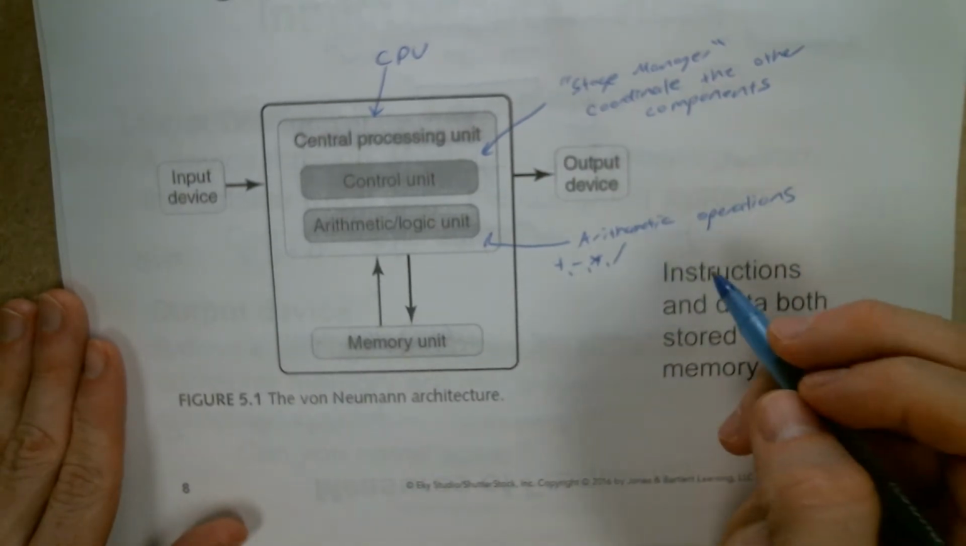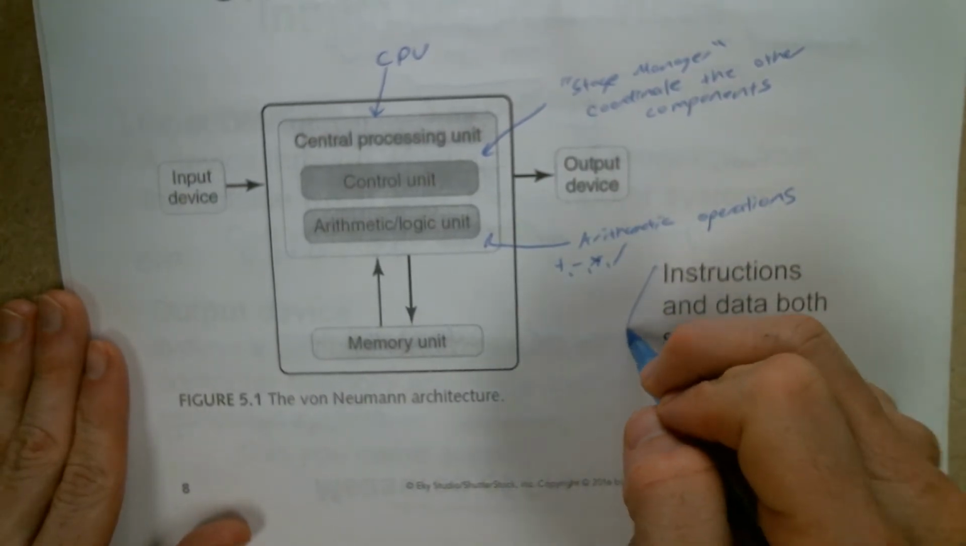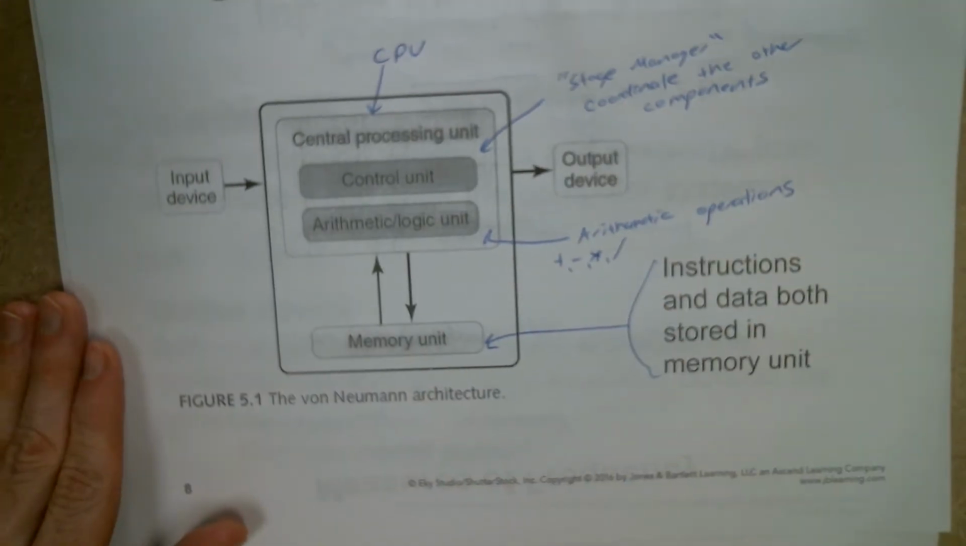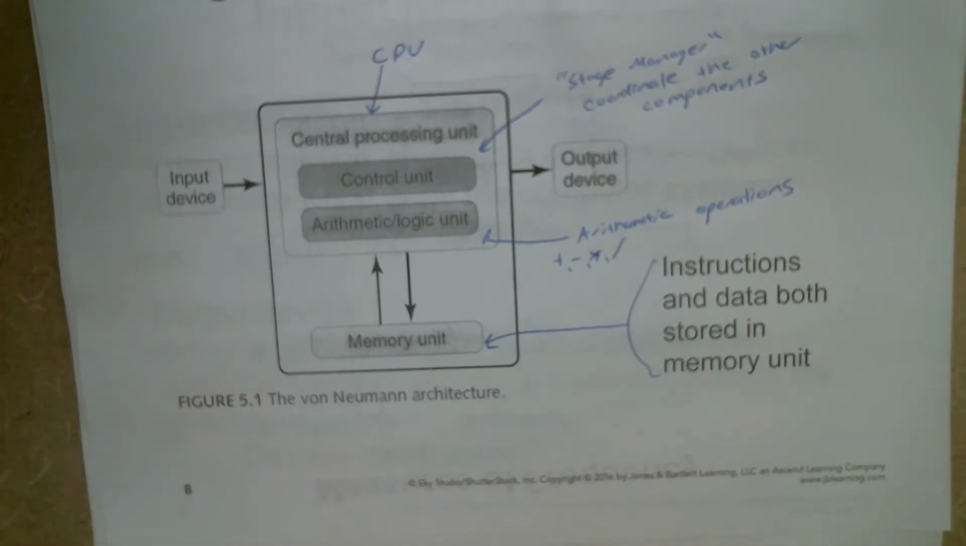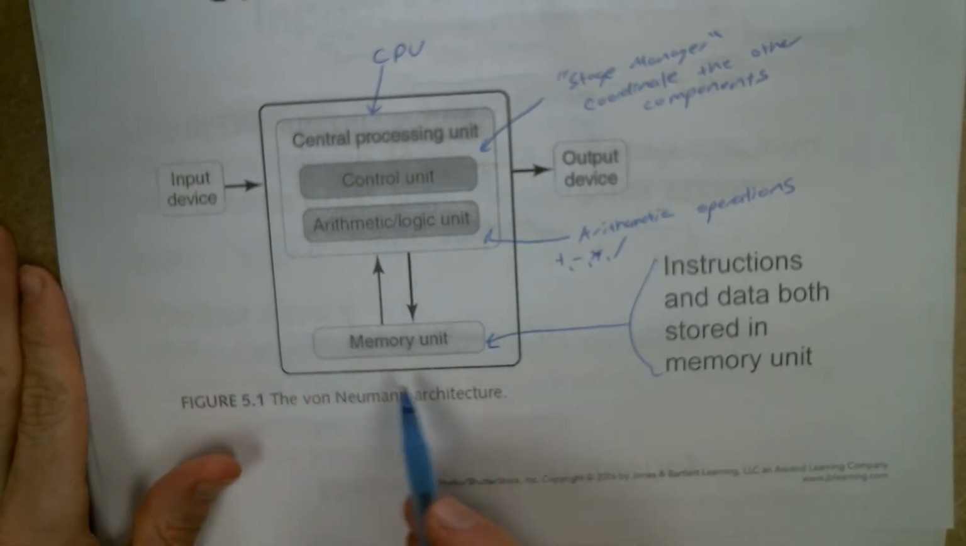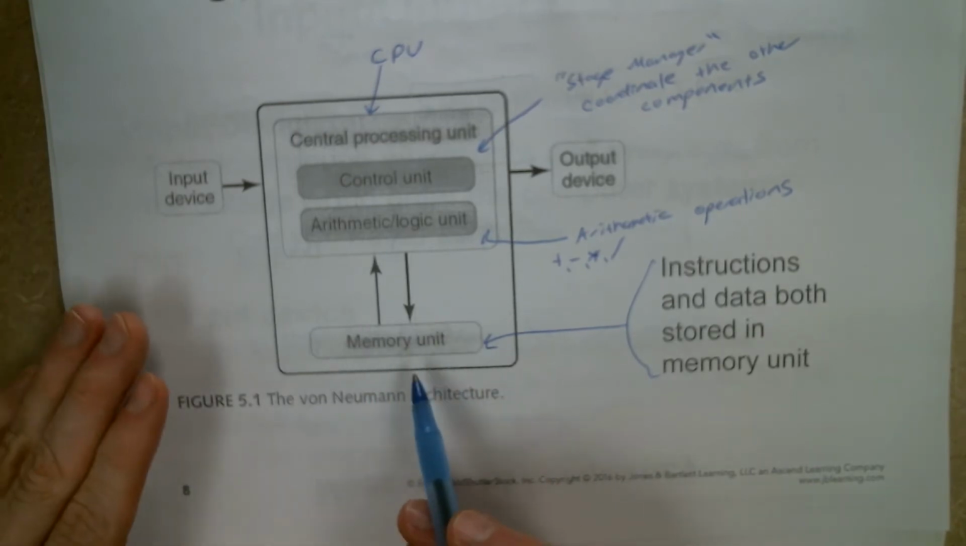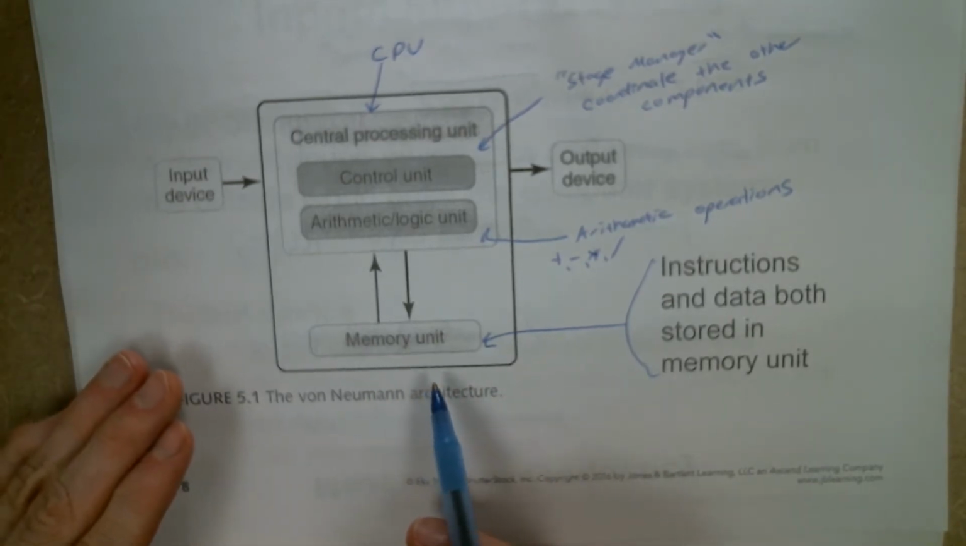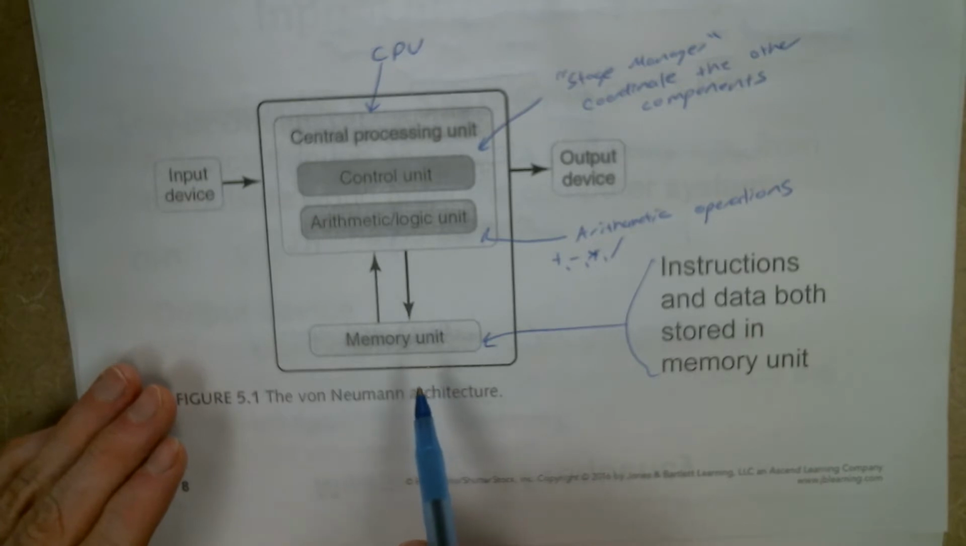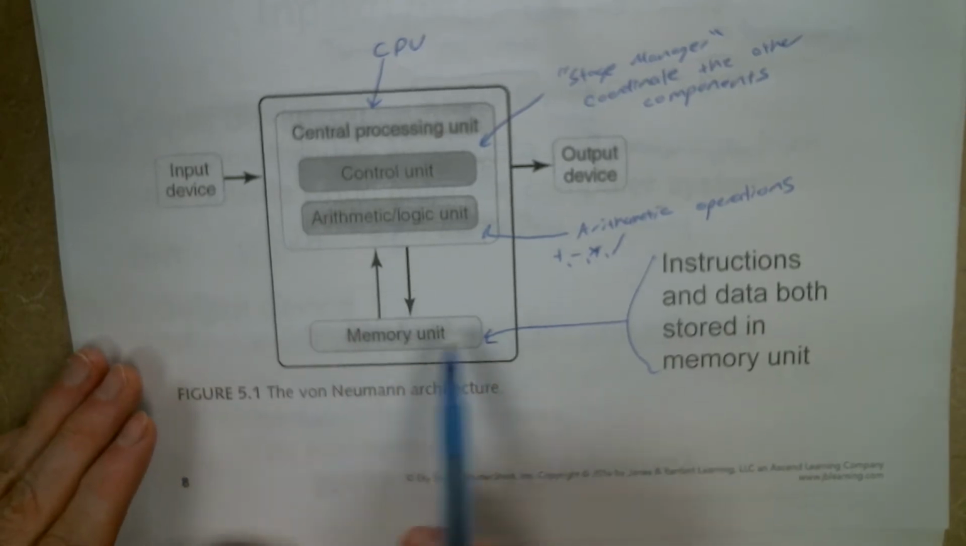So that's referring to things like plus, minus, multiplication, and division. And then instructions and data are both stored in a memory unit. That memory unit can mean RAM, it can mean secondary storage, but this is where the instructions and programs that are being executed are stored. Secondary storage might actually be more of an output device, but the point remains the same.